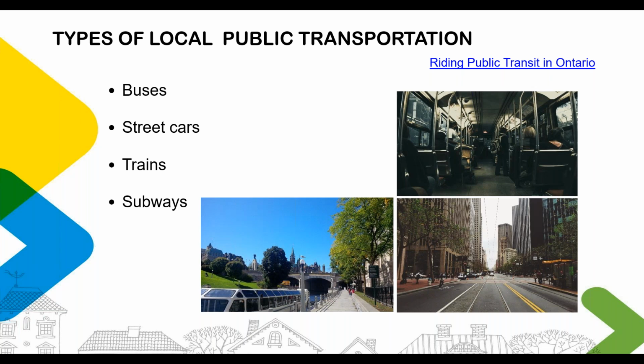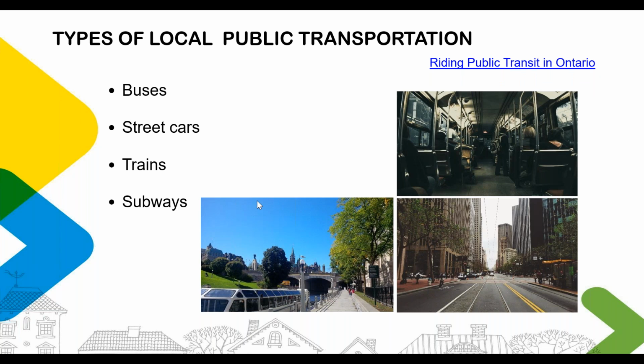Now, there are different types of local transit. So if you take a look here, we're looking at buses, streetcars, trains, subways. We have a link that we could show you riding public transit in Ontario. That link is from a video that talks about different public transits and what happens when you're riding on the transit. Because this is a rather short presentation, we won't play that video for you, but I wanted to give you a quick look at what it looks like.